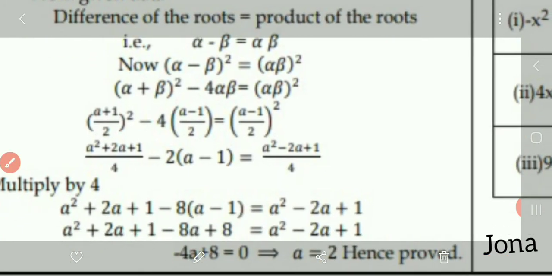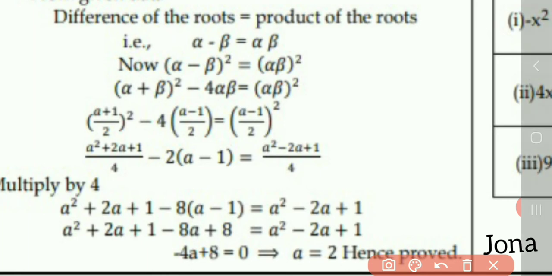So throughout the equation we want to multiply by 4. Okay, so if you multiply that thing, we can cancel this 4 and this 4. If you multiply here, it will become 8. So a square plus 2a plus 1 minus 8 of a minus 1 equal to the same thing what we are having here. And then remove the brackets here, multiply with this. If you simplify everything, you will get a equal to 2. That's what we want to prove here. So the value of a is equal to 2 now.